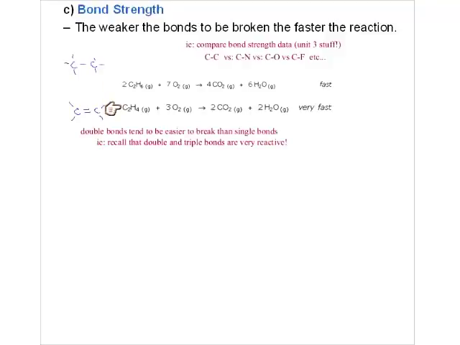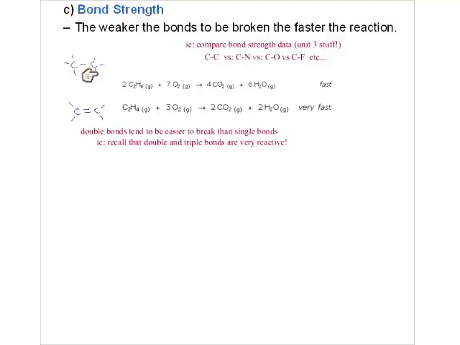This guy here, the burning of ethene or acetylene, ethane and ethene, this one's much, much faster than that one. And the idea being is that the double bond is more chemically reactive and easier to break than the single bond. Triple bonds are even faster again. So the nature of the bond and how strong these bonds are and the number of bonds is all going to be determining how fast the reaction is going.